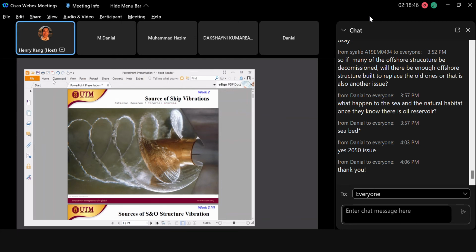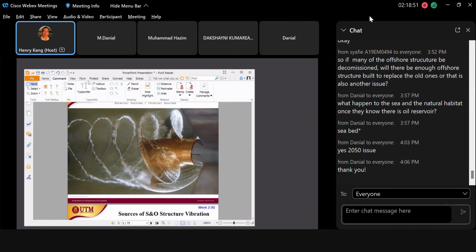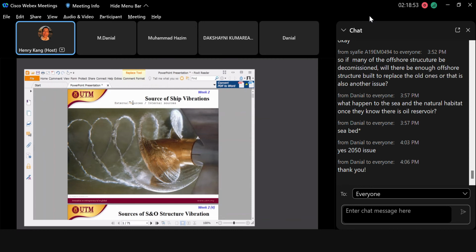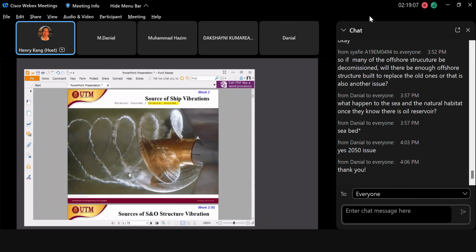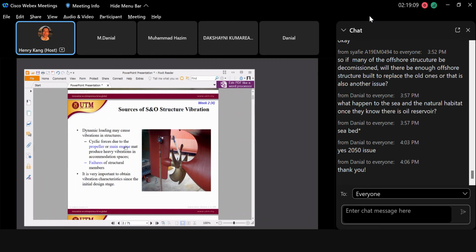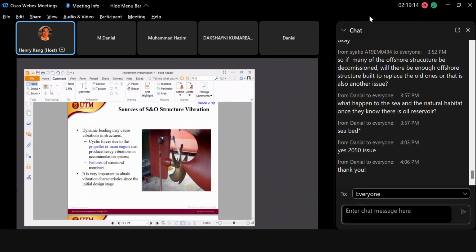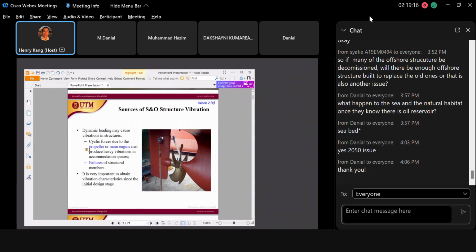External sources can come from the wind, wave, and current. So external sources are not really in our discussion, but we are more focusing on the internal sources. Internal sources mean the sources that could cause vibration on the structure. The first one is the propeller, and the second one is the main engine. It's very direct.